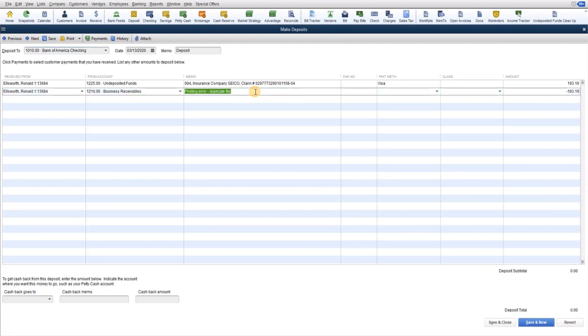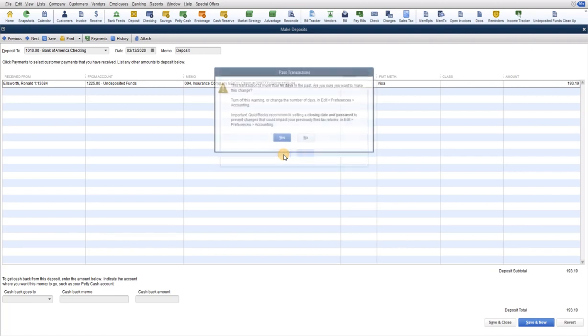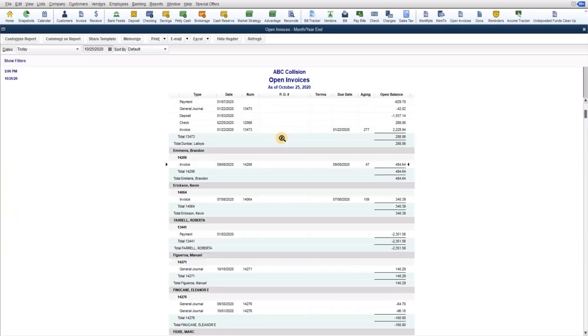So this line right here needs to be deleted, the one that says it's a 193 posting error. That's going to recreate this deposit at 193.19, and we will have to go through the reconciliation to be able to figure out why that 193 is there. But you'll notice that it is gone. It's off the open invoice report now.